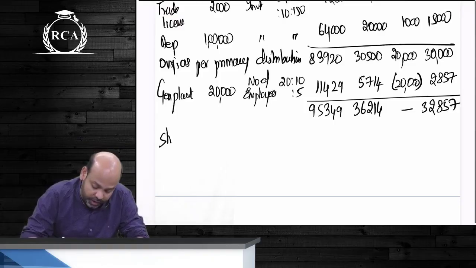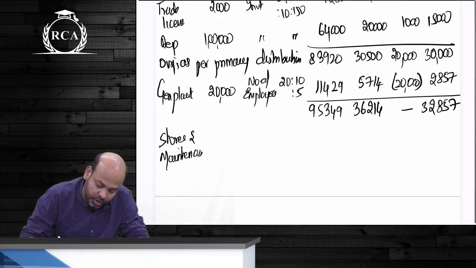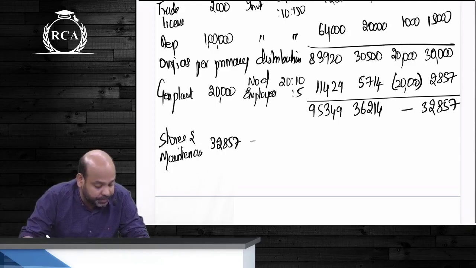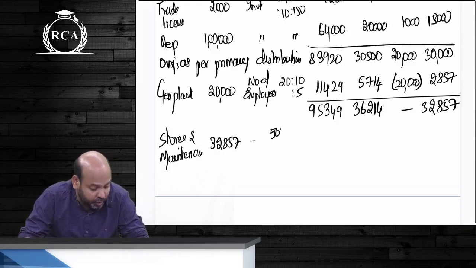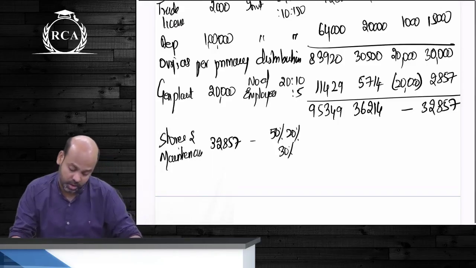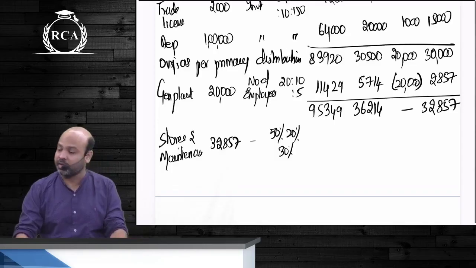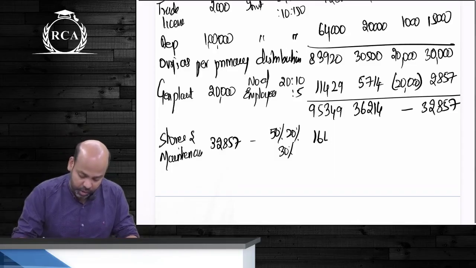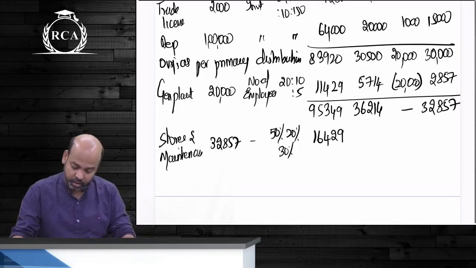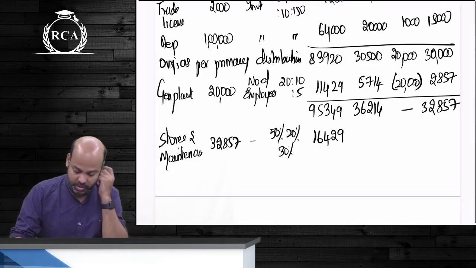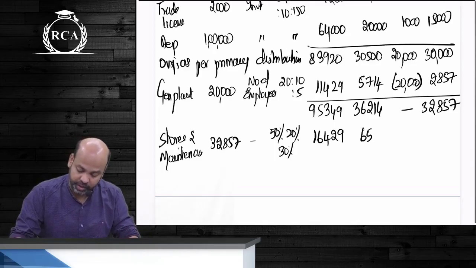ये क्या है? Stores and maintenance. Stores and maintenance, guys, you're supposed to reapportion 32,857 on the basis of those percentages given, which is 50% to machine, 20% to packing, guys, and 30% to general plant. So 50% of 32,857, guys, will become 16,428.29 into 20%. बेटा कितना हो गया? 657. And next into 30%, 9,857.